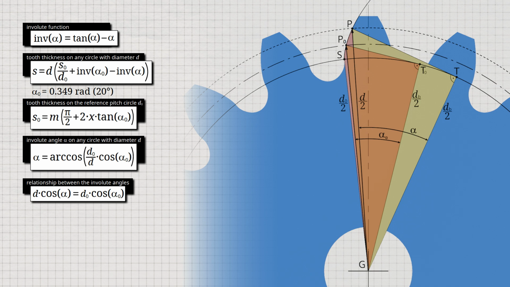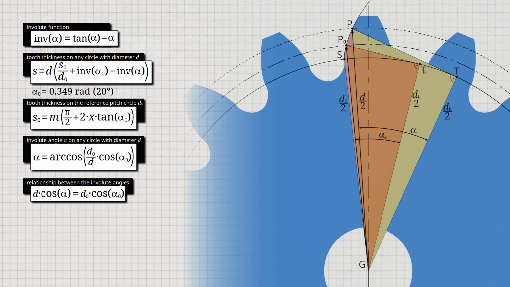This relationship can be used to determine the involute angle alpha associated with any diameter d from the reference pitch circle diameter D0 and the corresponding standard pressure angle alpha 0. We will later apply this relationship to the operating pitch circle for profile shifted gears, so that in this case the involute angle alpha corresponds to the operating pressure angle alpha b.